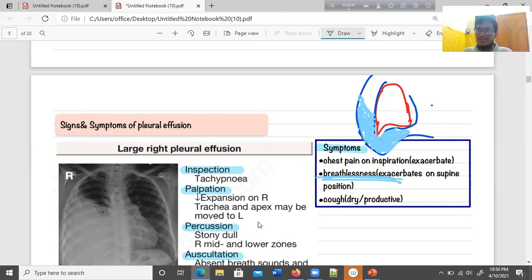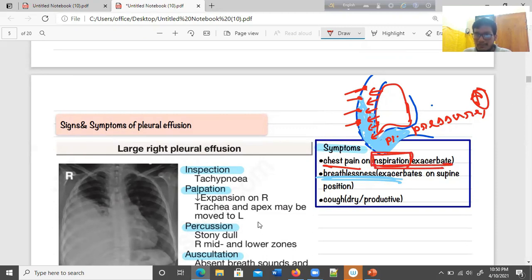During inspiration, what will happen? During inspiration, the lung is expanding. So the intrapleural pressure will rise, and the nerve endings which supply the pleural cavity will be irritated. That's why the chest pain will exacerbate. So he or she will give you the history of chest pain which exacerbates during inspiration. This is an important term, during inspiration.